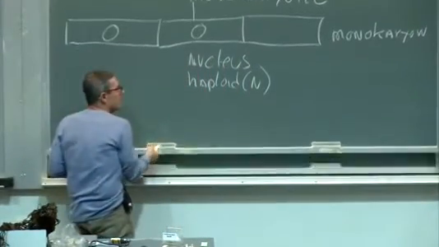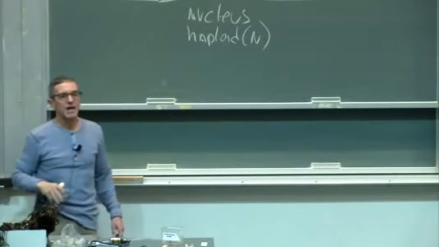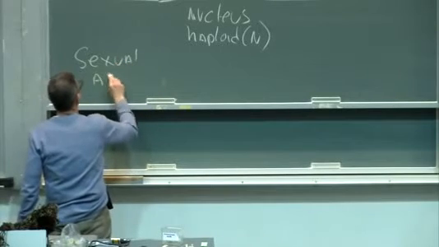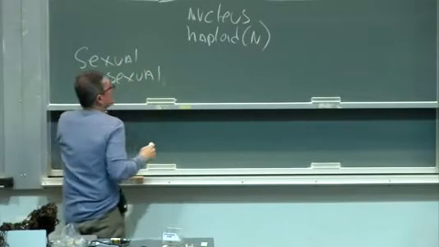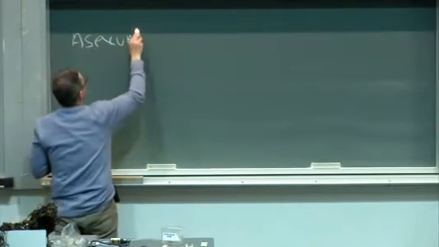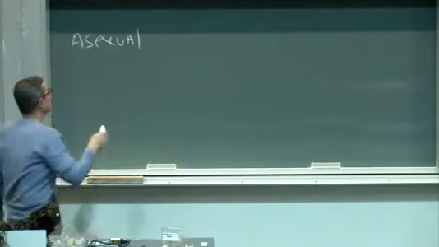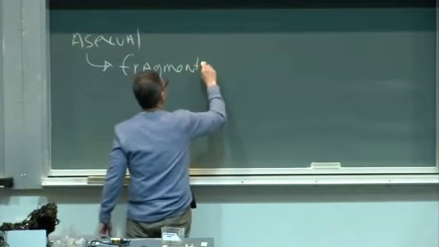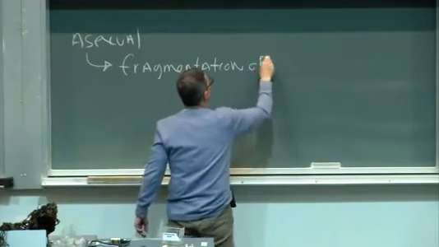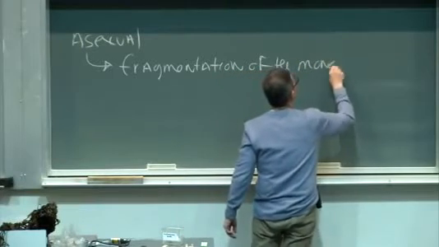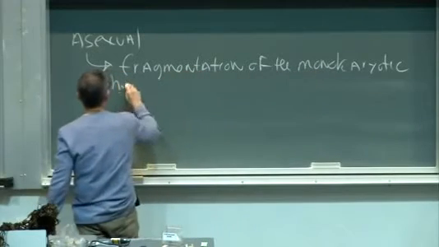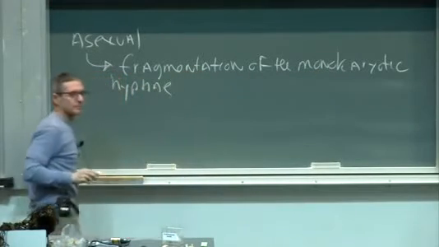Now, reproduction in the fungi, as I mentioned last time, can take two different forms. It can be either sexual or asexual. In the asexual stage, which I'd like to discuss very briefly first, we can have a new organism being produced by a fragmentation of the monokaryotic hyphae. In other words, a piece of it breaks off and a new organism forms.